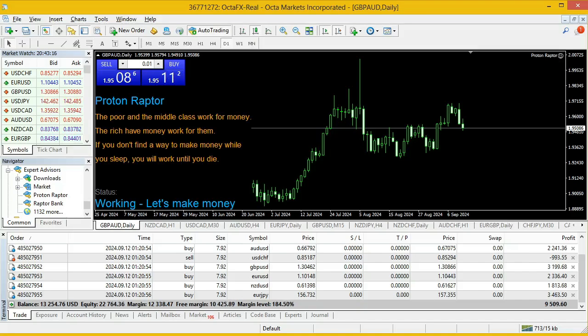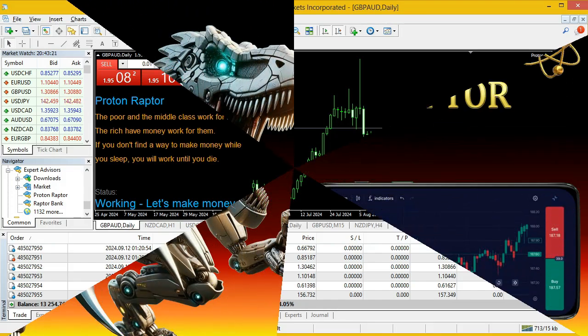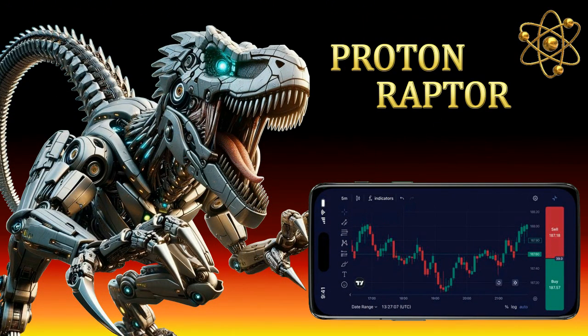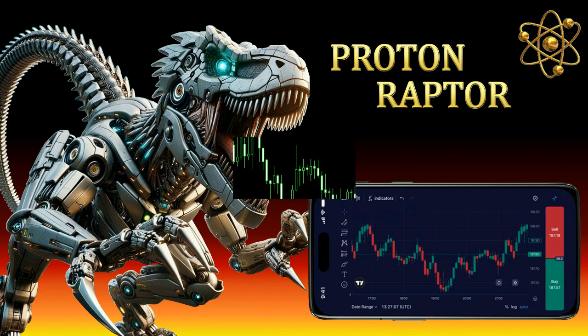Proton Rupter is a highly effective and consistently profitable expert advisor. It works exceptionally when combined with our probability analysis indicator. Here is how it works.